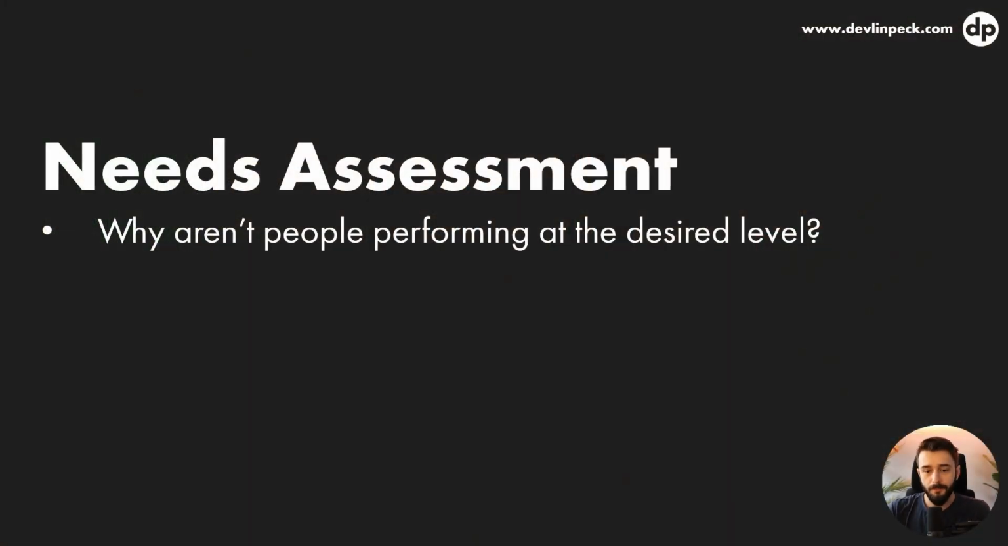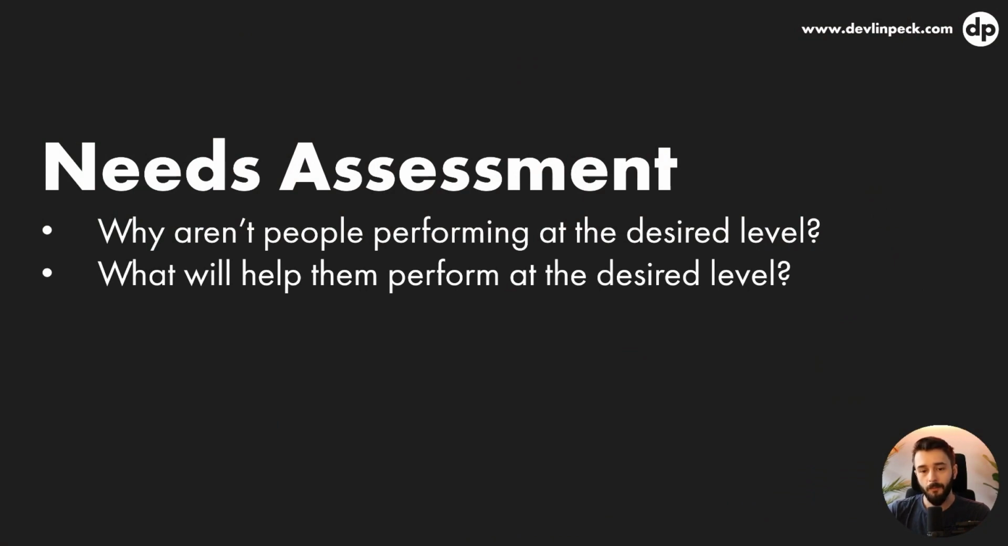So, why aren't people performing at the desired level, and what will help them perform at the desired level? So not just why aren't they doing it right, but also what will help them do it better. And in a lot of cases, when we take the time to ask these questions and talk to our people and see where they're having trouble, we might find these problems are being caused by environmental factors like the technology they're using or the reward systems that are in place. We might be getting rewarded for doing the wrong thing, or we might not be getting properly incentivized to do the right thing.